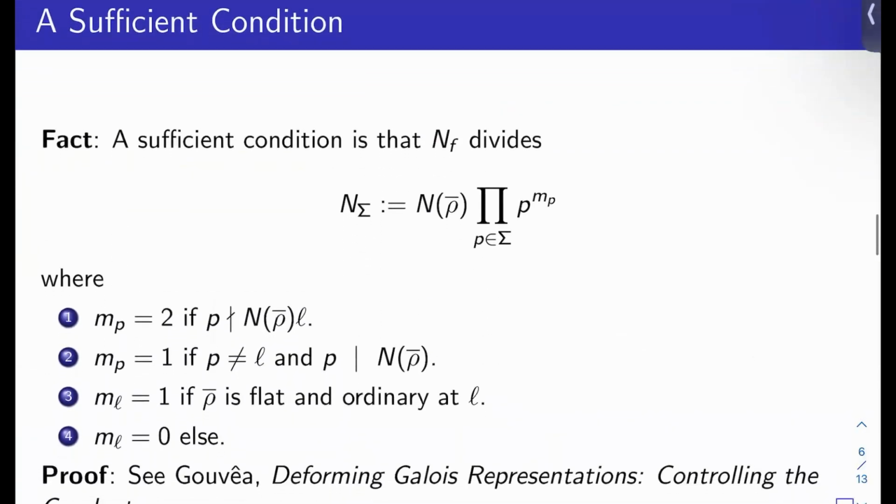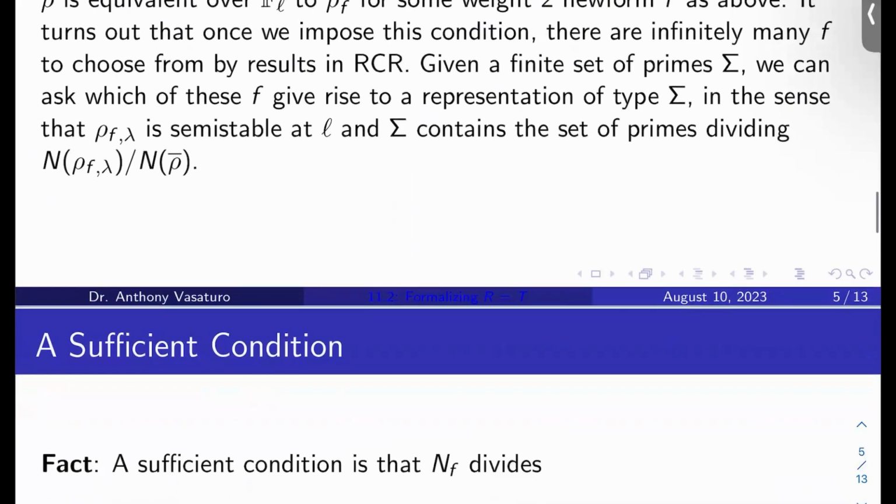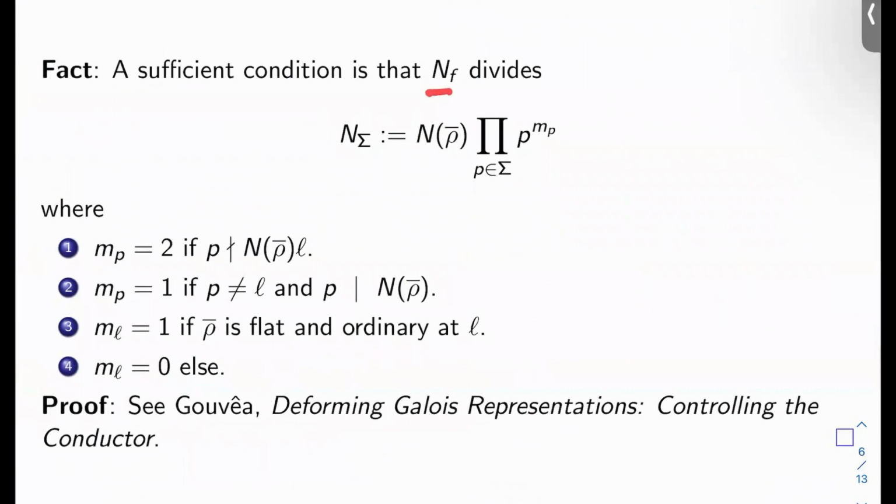Okay, a sufficient condition for f to be such a newform is that N_f divides the quantity that we'll call N_Sigma, which is N of rho bar times the product over primes p in Sigma of p to the m_p, where these m_p's are as follows.